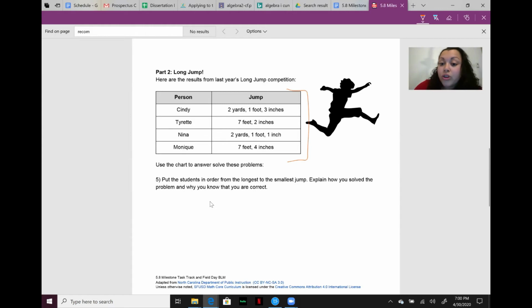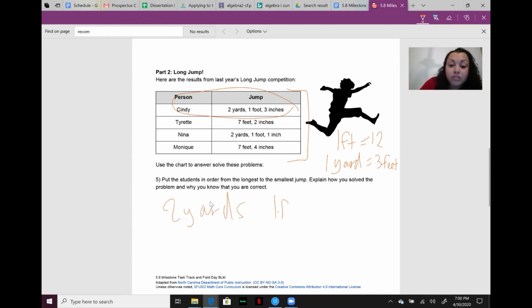From last week's unit, we should know that 1 foot equals 12 inches and 1 yard equals 3 feet. So this information should help us. I'll give you an example. You can convert everyone to inches, to yards, or to feet. It's really up to you. Let's say we were trying to convert Cindy to purely inches. She has 2 yards, 1 foot, and 3 inches. The 3 inches is already good.